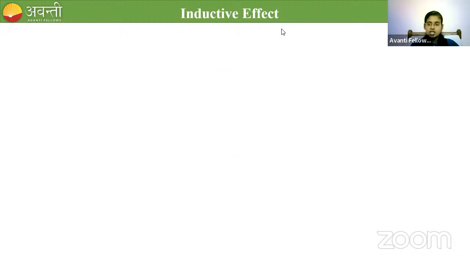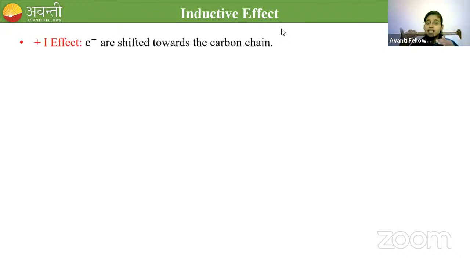Now let's go into the two types of inductive effect. One is minus I effect and the other one is plus I effect. Positive inductive effect and negative inductive effect. So what is meant by plus I effect? In case of plus I effect, which is positive inductive effect, the electrons are shifted towards the carbon chain. You see here, we have a carbon chain. Electrons are moving towards the carbon.